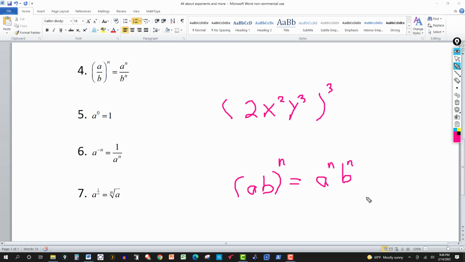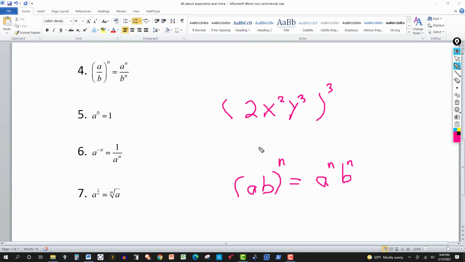There you have it. A to the n, b to the n. Because that's what I'm going to use for this one. So in this case, I have 3 factors. So I have 2x to the second, y to the third, taken to the third power. Now I could write this out as a factor 3 times. I could put this once, twice, third time, and then multiply out the coefficients. I'd have 3 factors, and each factor would have a 2. So it'd be 2 times 2 times 2, that would be 8.